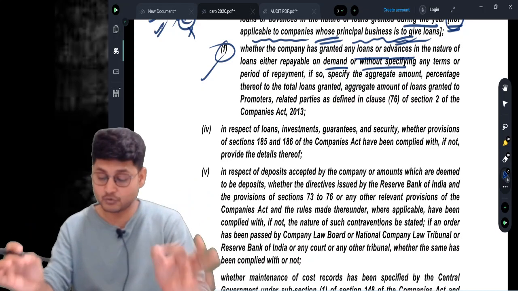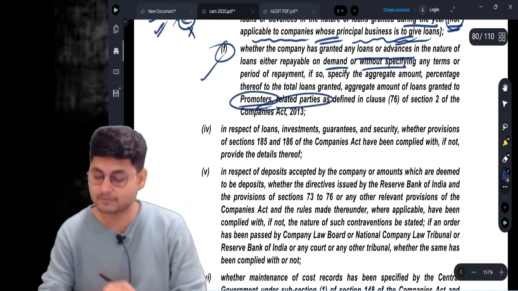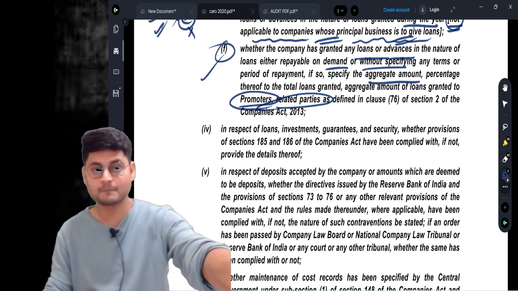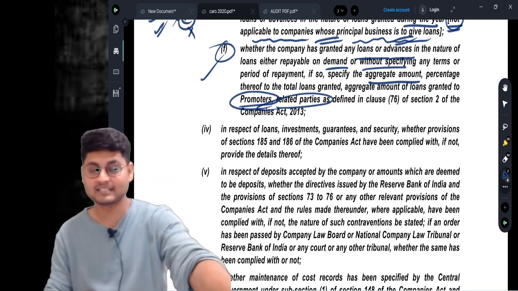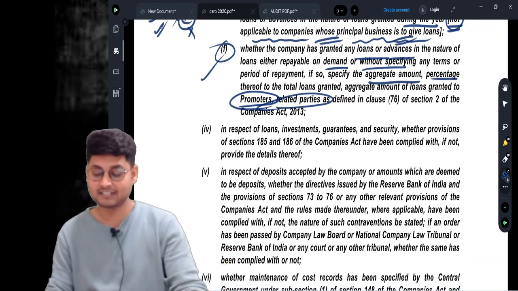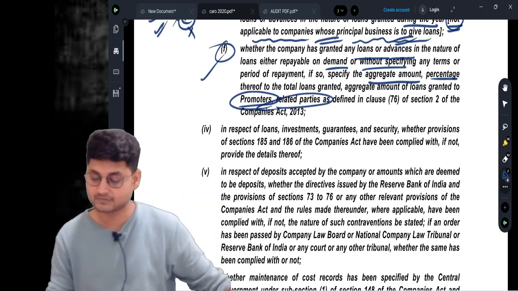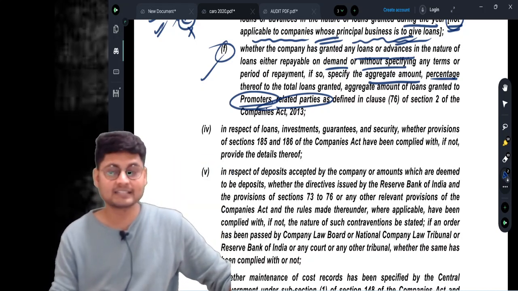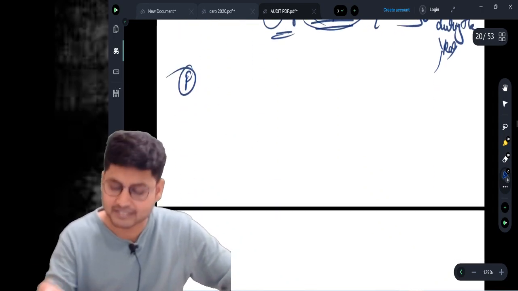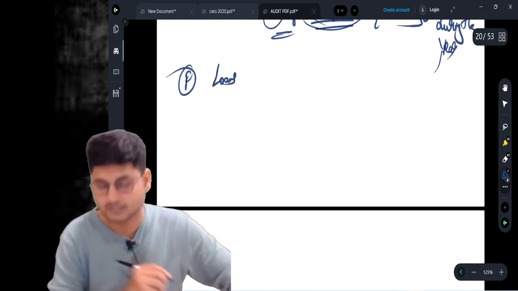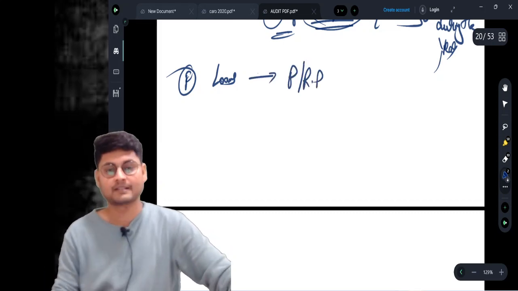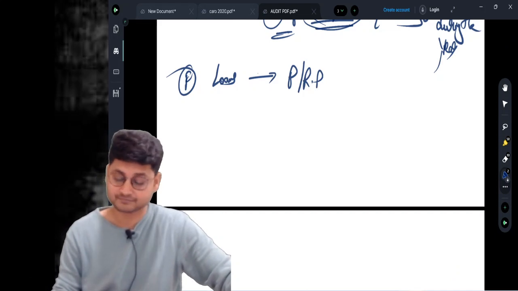But these loans are given to whom? They are given to promoters and related parties. Then you need to specify the aggregate amount, how much of the loans have been given to promoters and related parties. Along with that, the percentage thereof given to the promoters and related parties of total loans granted. Okay, I guess you are getting the point. Let me write here. Subclause number F is also talking about loans only. This time the loans are given to whom? Promoters or related parties.